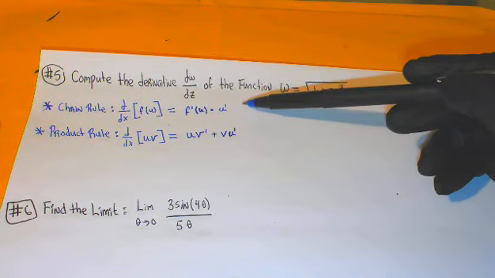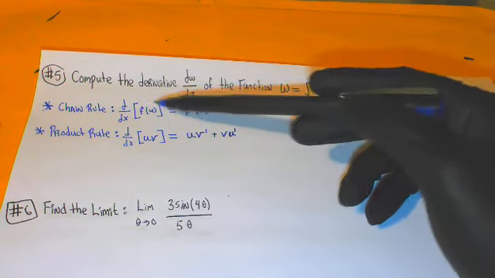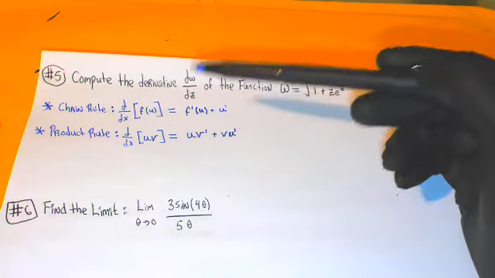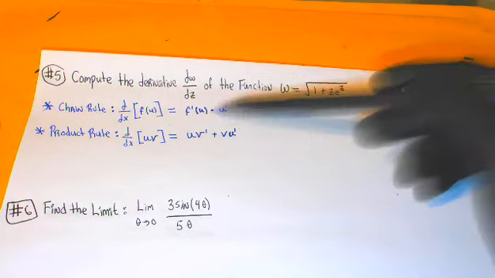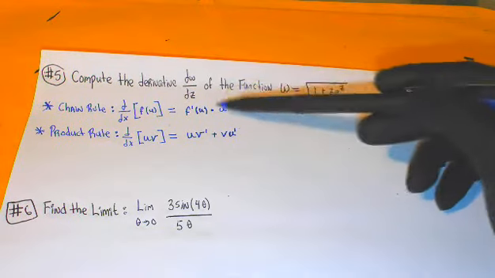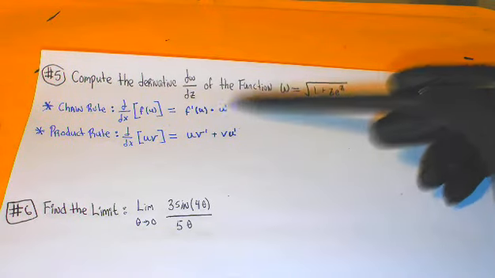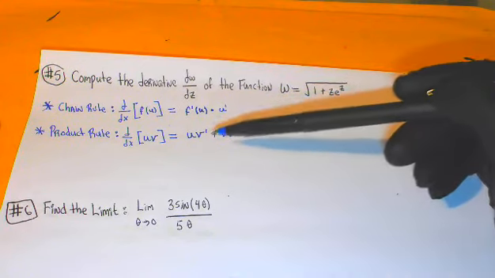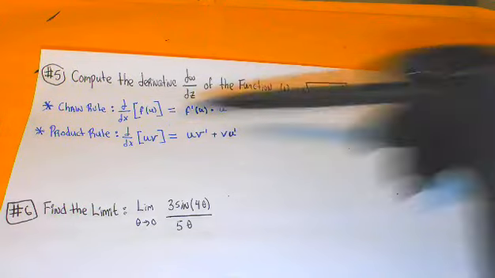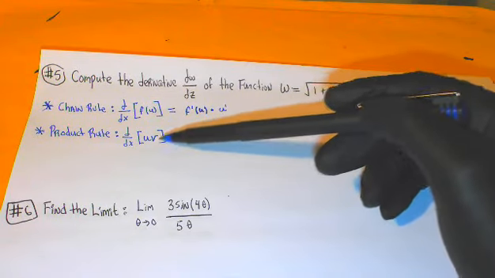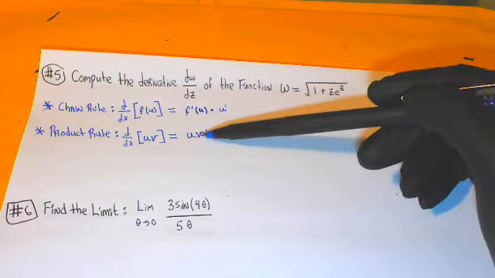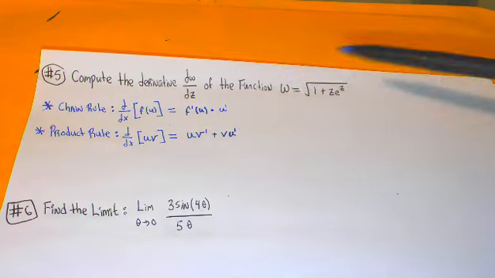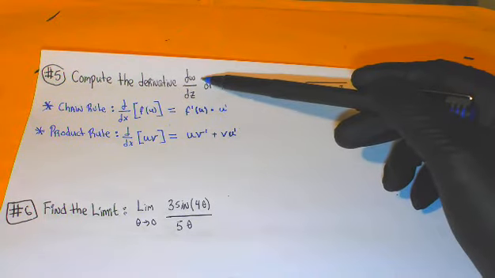The first rule will be our chain rule that states that if you're taking the derivative with respect to x of f of u, where u is a function of x, then it's just f prime of u times u prime, right? In other words, take the derivative of your outer function multiplied by the derivative of your inner function. Now, for the product rule, if you take the derivative with respect to x of u times v, it's going to be u times v prime plus v times u prime. So you're going to see that these two rules are helpful to find the derivative of w with respect to z.